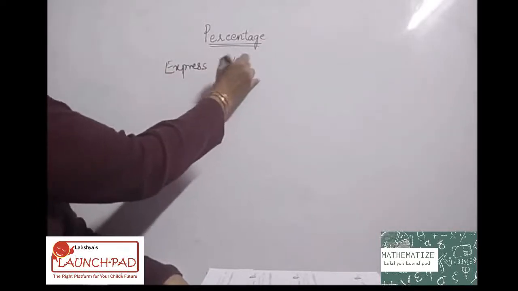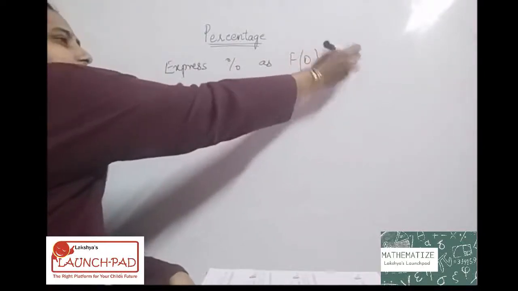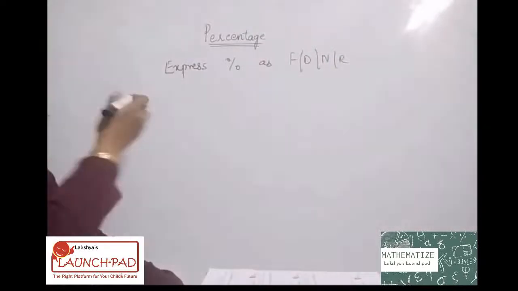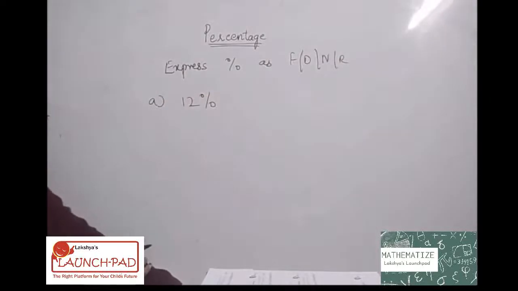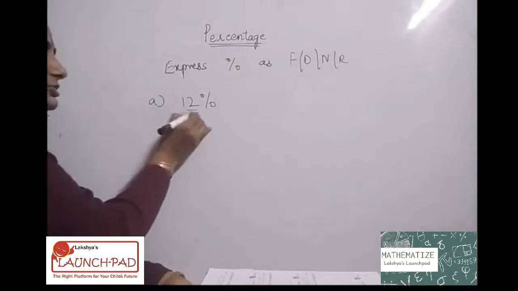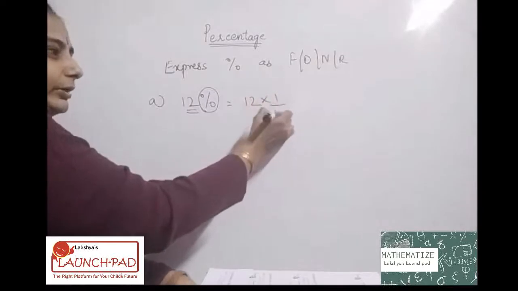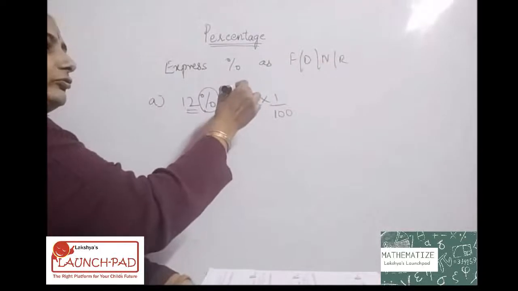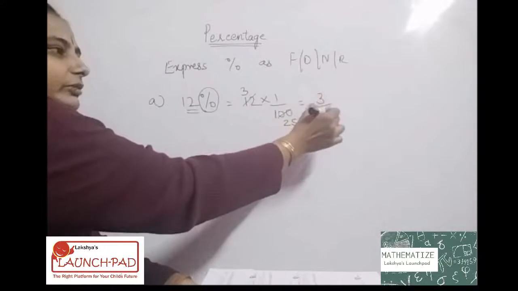Now, express percentage as a fraction or a decimal or a number. I'll do a couple of examples, then I will give you some sums to do. 12%. How do I convert? What is the concept? I don't multiply by 1/100. This 12 will be written as it is. This percentage symbol will become 1/100. And then you will cancel. 4 threes are 12, 25 are equal to 3/25.